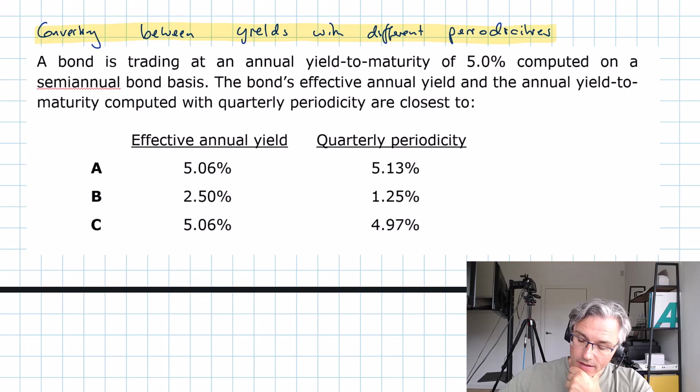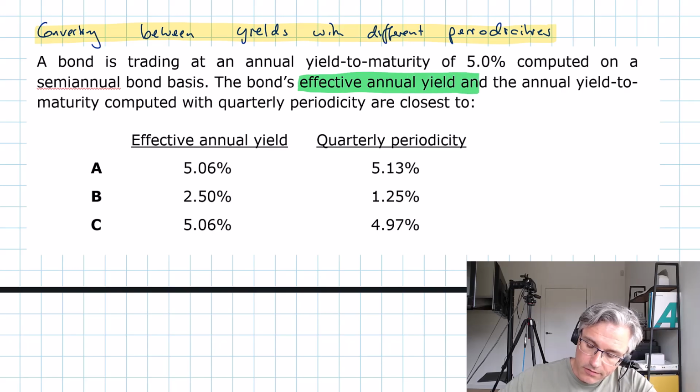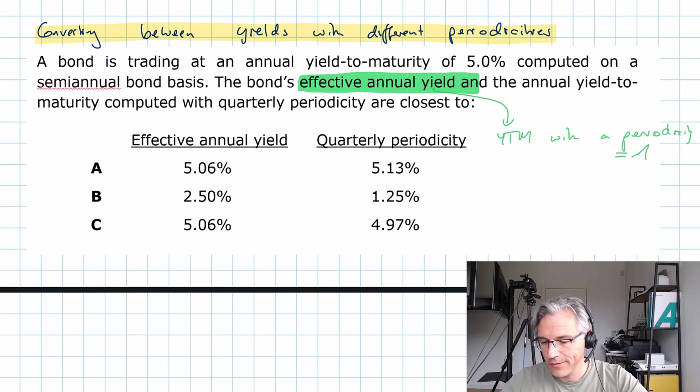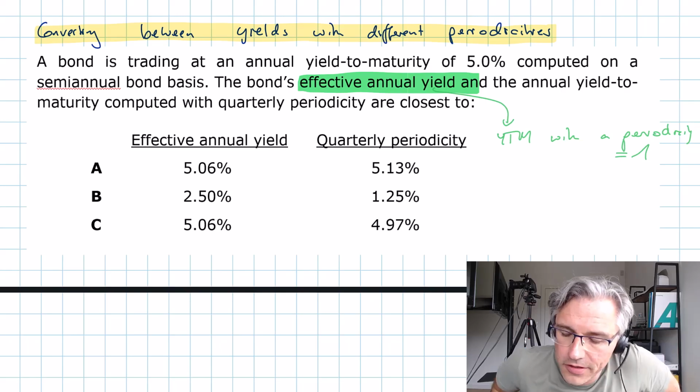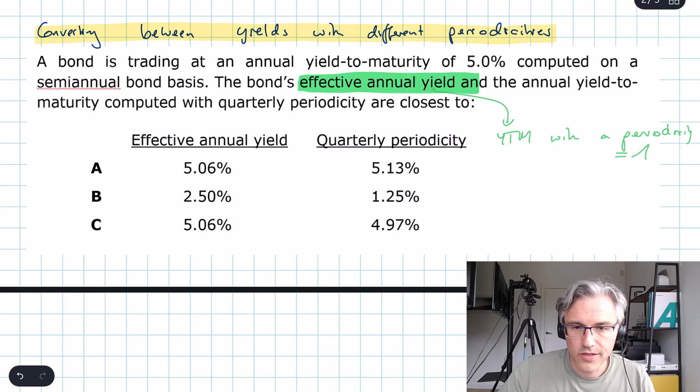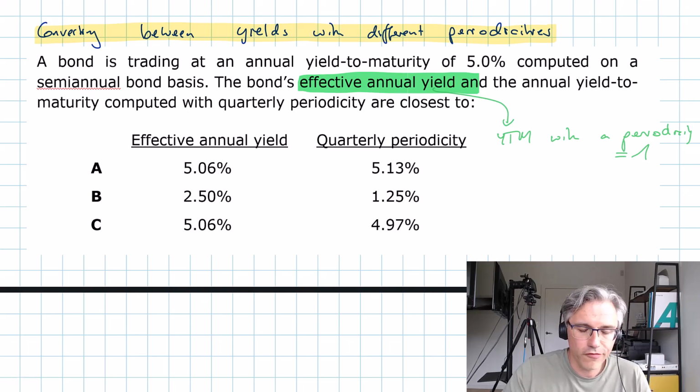Okay, now we've got options for both, and let me just clarify that the effective annual yield, which is mentioned over here, is the YTM of the bond, the yield to maturity with a periodicity assumption equal to 1. That's simply the effective annual yield, and the yield to maturity computed with a quarterly periodicity is obviously computed with a periodicity assumption of 4.